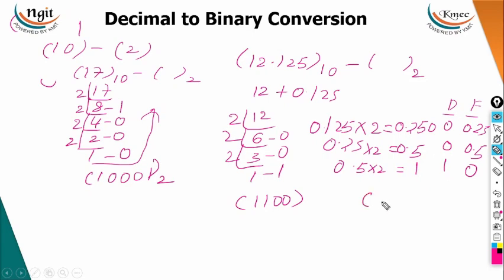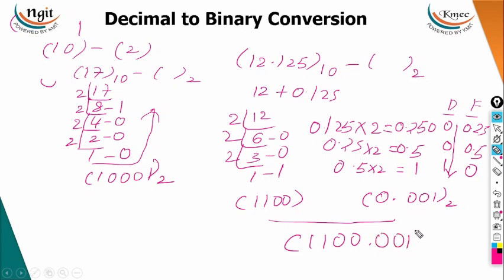So my binary converted value I need to consider from top to bottom approach. So this is the fractional value. So I am considering 0.001 as the binary equivalent for my 0.125. So when I combine these two values, I am going to get 1100.001 to the base 2 as my required value. So this is how we are going to do the conversion from decimal to binary.